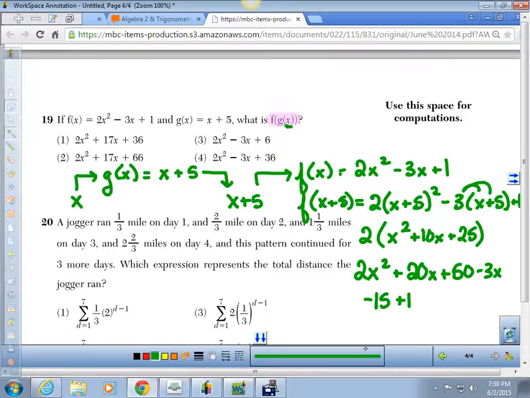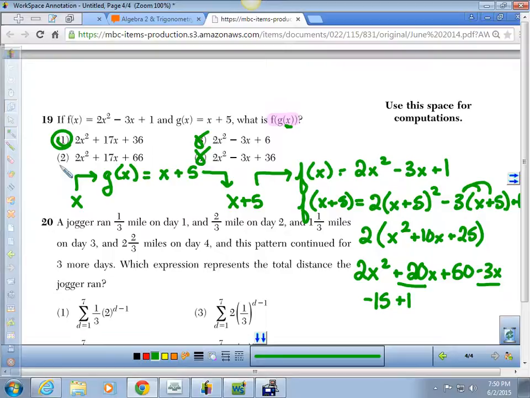So altogether, what do we have for x squared? 2x squared. Does that eliminate any of my possibilities? No. What do we have all together for x? Does that eliminate some of my possibilities? Which ones are out now? 3 and 4 are gone. So it's between 1 and 2. Okay, so what's 50 minus 15? 35, and one more? Choice number 1. Choice number 1.